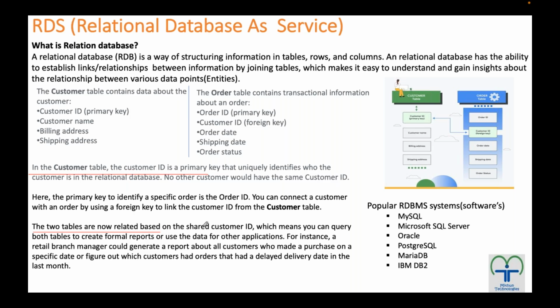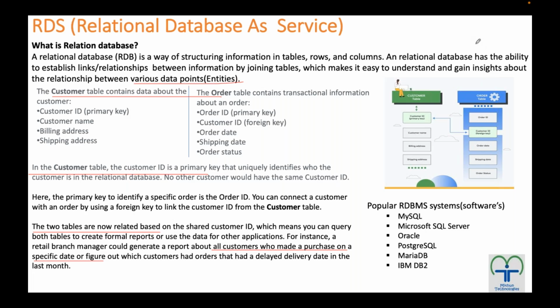If you need a report as a branch manager, as a Flipkart customer care manager, you can generate reports about all the customers who made purchase orders on a specific date. So relational databases are a way of maintaining information in tables, rows, and columns, and a relational database will establish links or relationships by joining the tables, which makes it easy to understand the relationship between various entities, various data, like customer to orders.